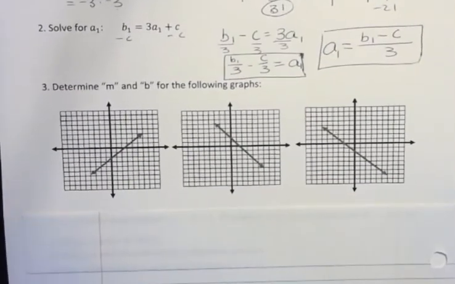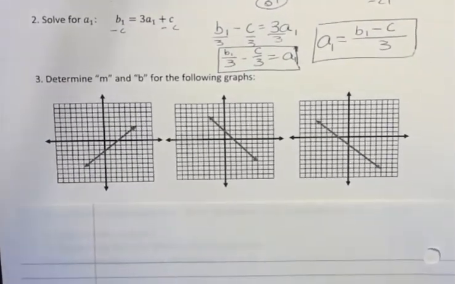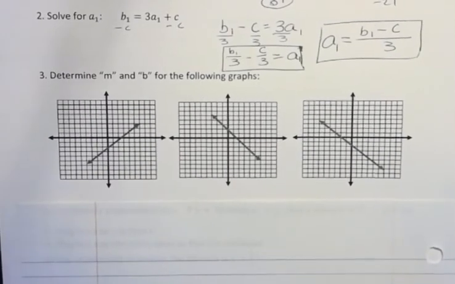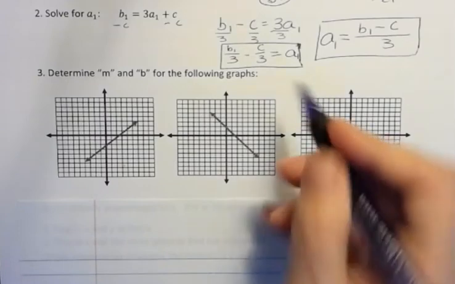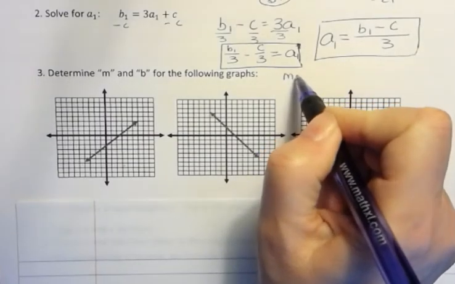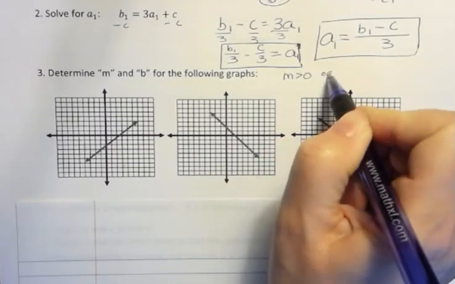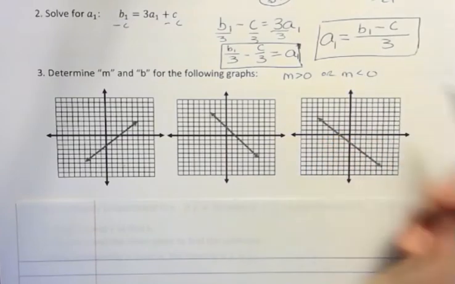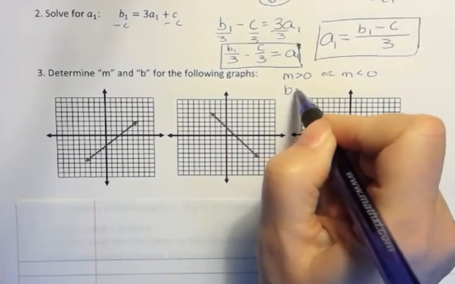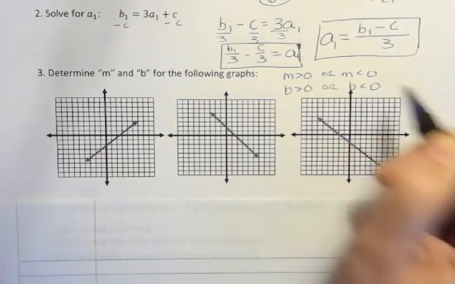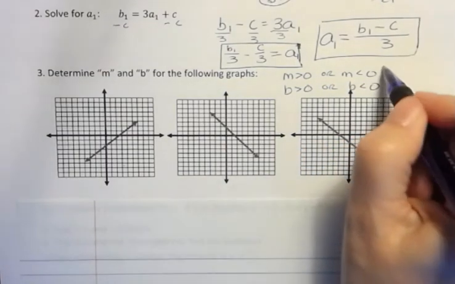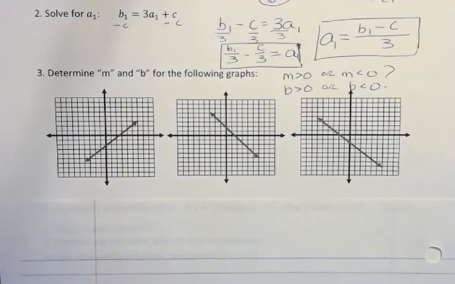Well, m is the slope, that is the steepness of the line. And I don't want to determine the exact values here. I just want to say, is m greater than 0 or is m less than 0? And I want to ask the same thing for b. Is it greater than 0 or is it less than 0? That's what we're asking. Those are the questions that you're going to be asked.